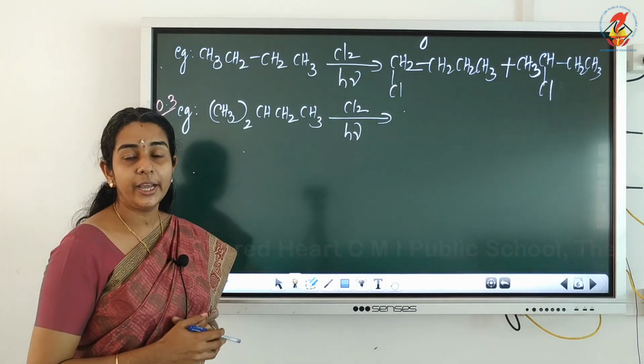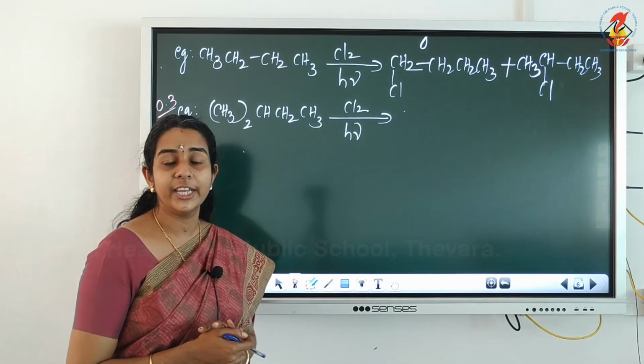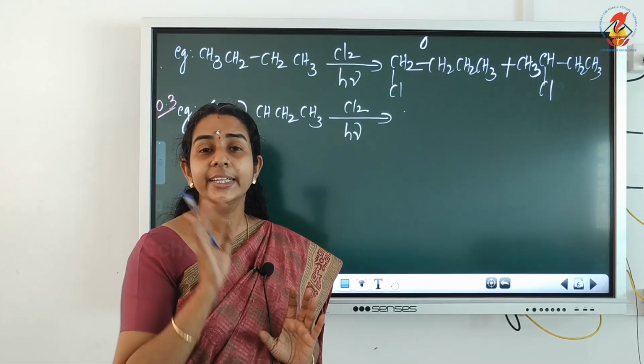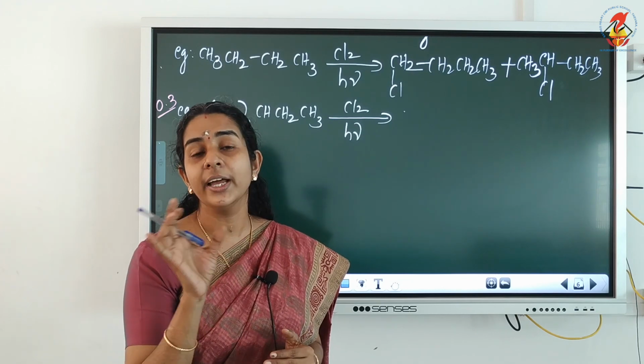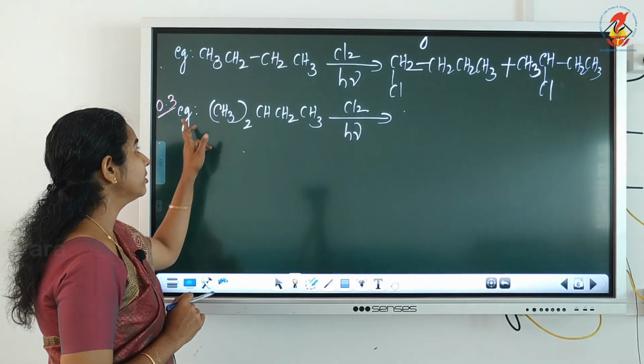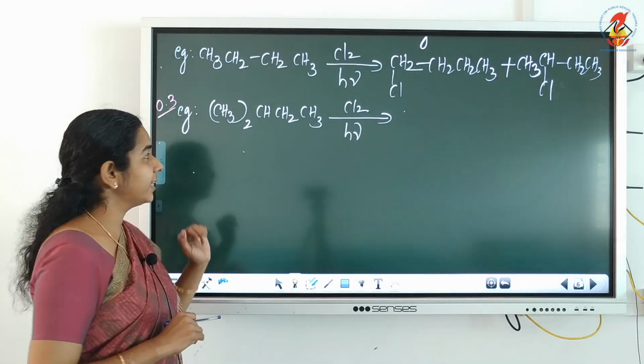Here also, above the arrow, it is written chlorine in presence of sunlight. So the basic reaction taking place here is free radical chlorination. At a time it will be replacing one hydrogen. One hydrogen will be replaced by one chlorine. So look at the different types of hydrogen atoms present.